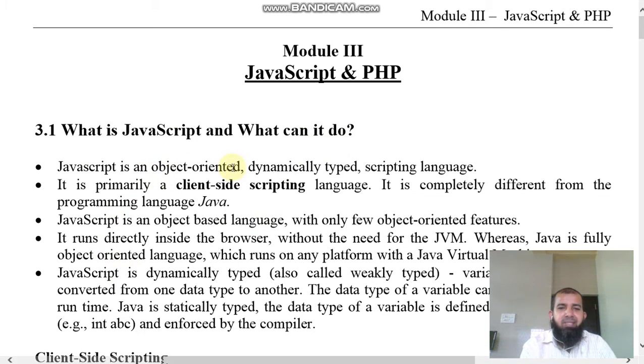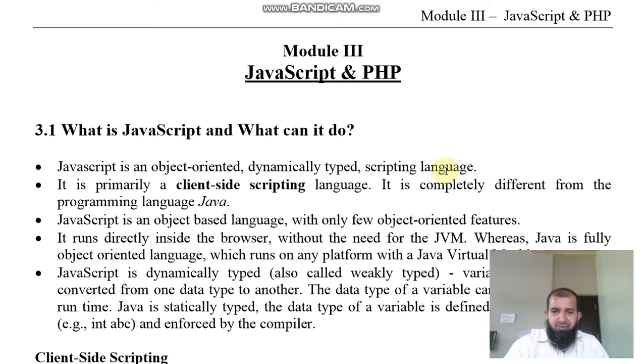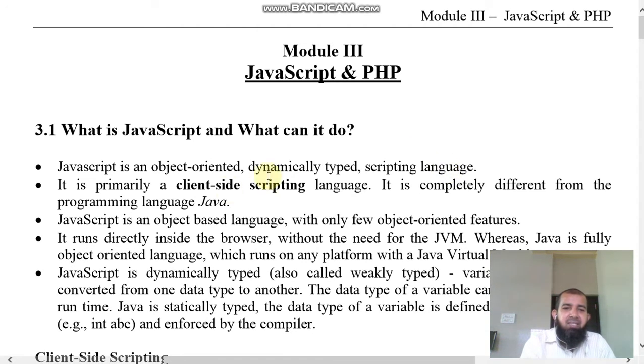JavaScript is an object-oriented, dynamically typed scripting language. It is a scripting language, not a programming language like C, C++, or Java. It is primarily a client-side scripting language.